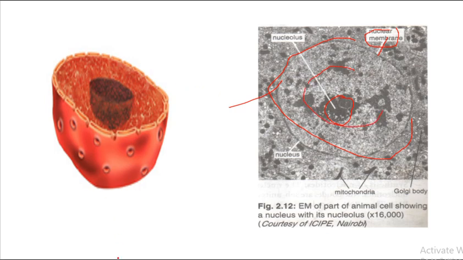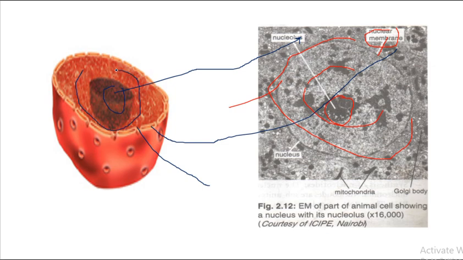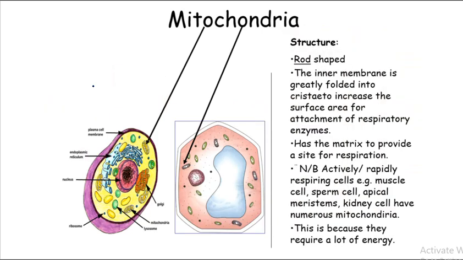We have another view of the nucleus. At the center here, this is the nucleolus. Then we have the nuclear membrane. Then we have these pores. This is the nuclear pore, which we said controls movement of materials in and out of the nucleus. Then we have nucleoplasm. This is the fluid inside the nucleus which contains the nucleolus and the chromatin or hereditary materials.